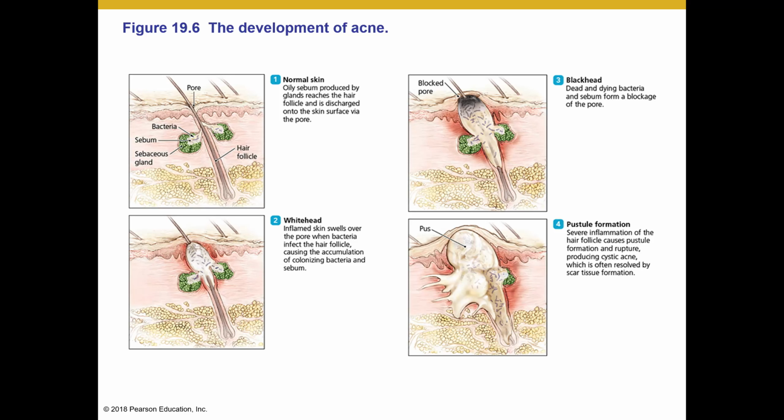This figure shows how acne develops step by step. First, excess oil and dead skin cells block a pore. Then bacteria multiply inside the blocked follicle. The immune system responds, causing redness and swelling. This results in a pimple.